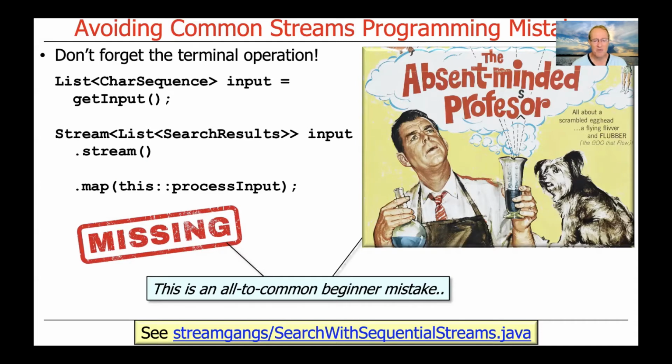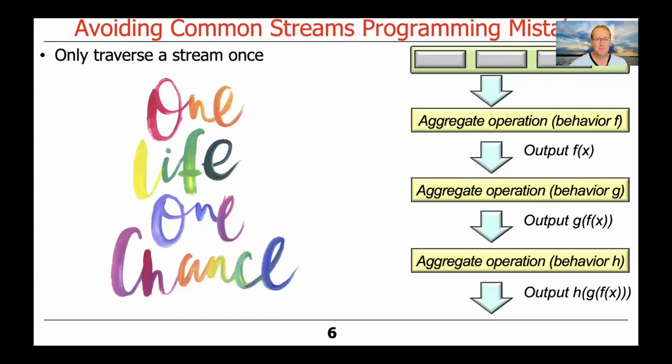This is a piece from our Search with Sequential Streams program, just forgetting to add the terminal operation. You can see how we make ourselves a stream, and then we apply the map intermediate operation to that stream, and then we have a semicolon, and that's it. So needless to say, nothing interesting will happen here.